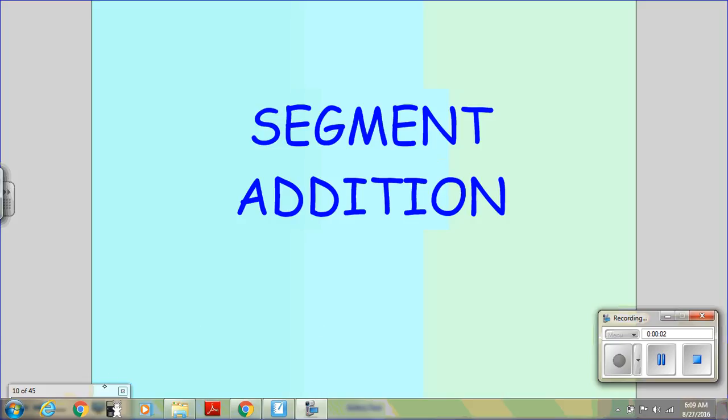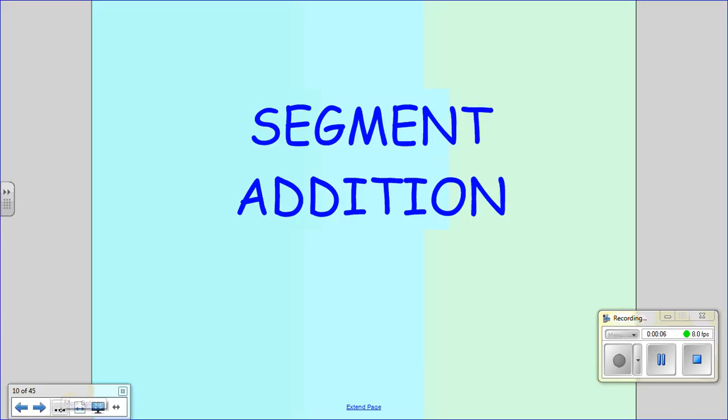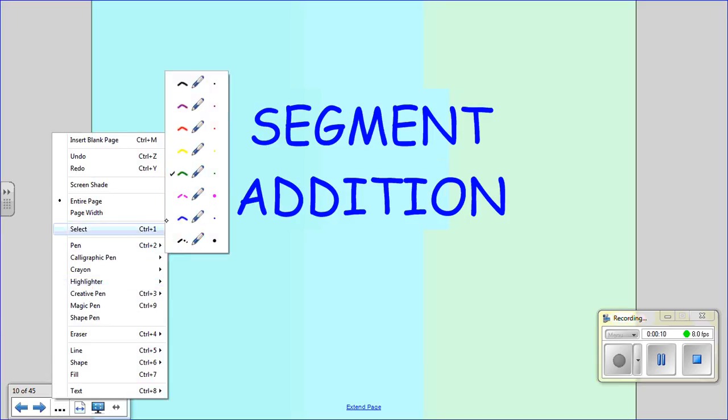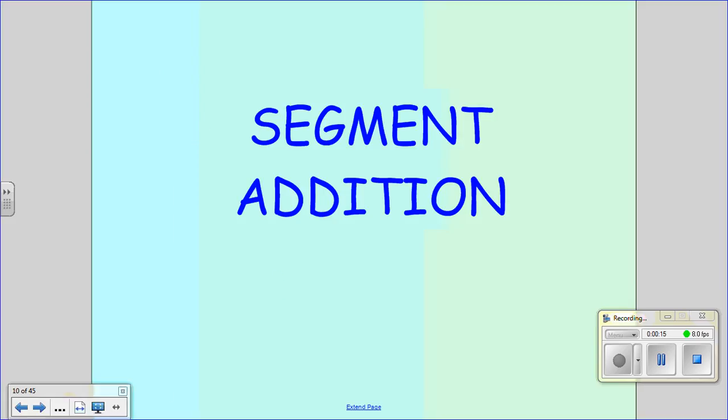This is Unit 1, Day 2 notes, and today we're talking about segment addition. The overlapping theme of segment addition is simply to take part plus part and equal it to the whole. So remember that as we proceed.